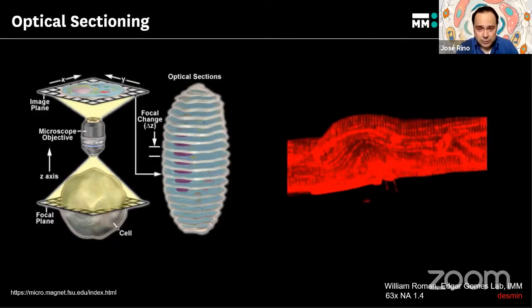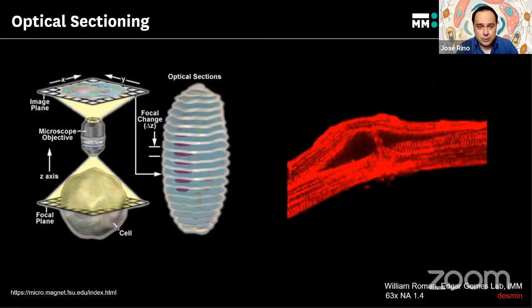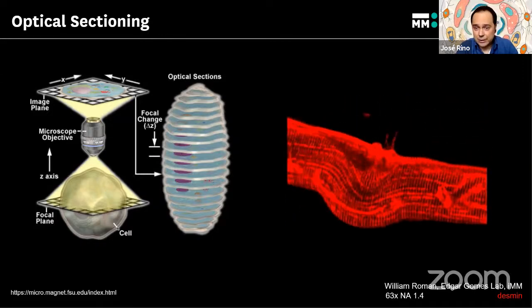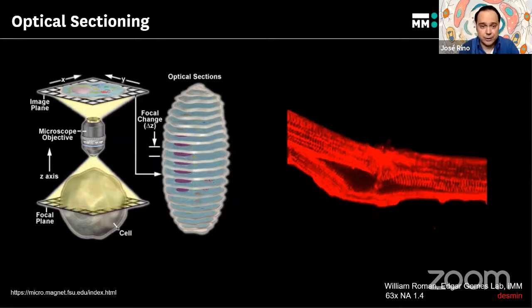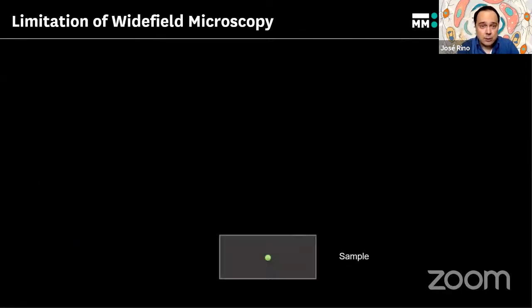So I'm going to tell you how we can do this and how we can use confocal microscopes and other optical sectioning methods to do 3D imaging.